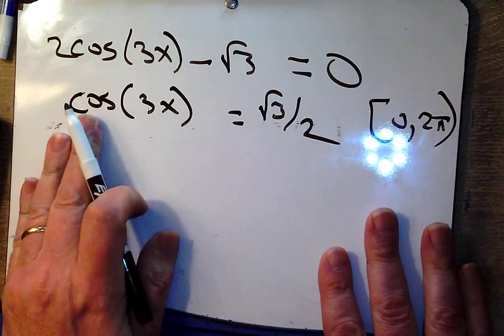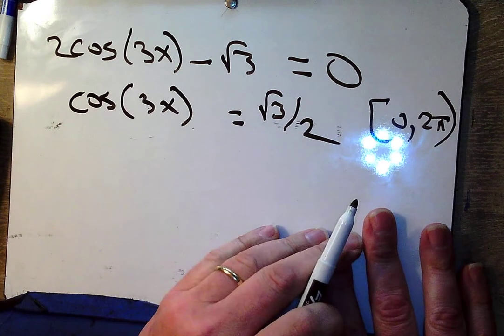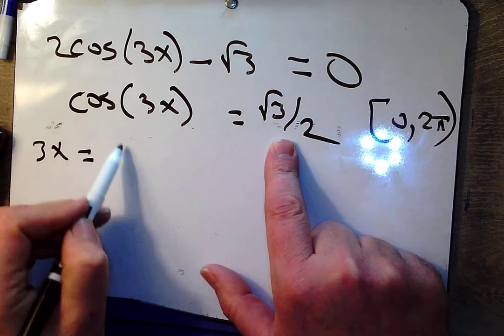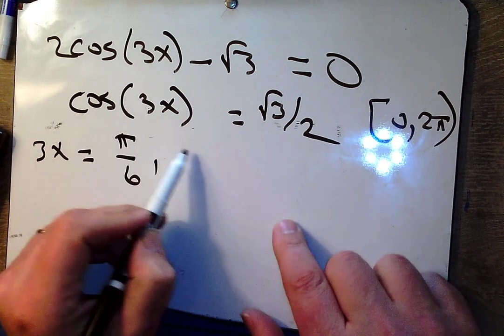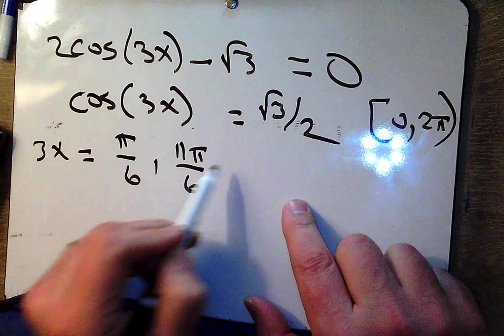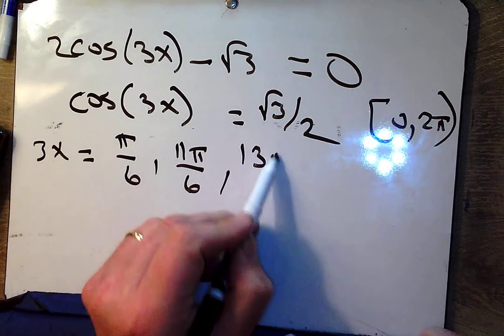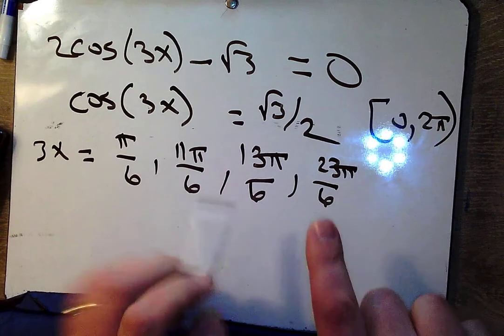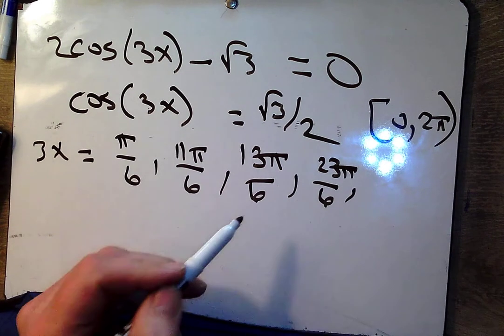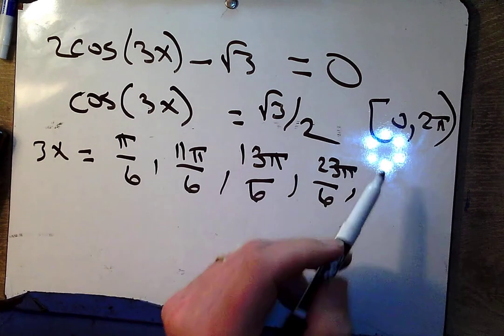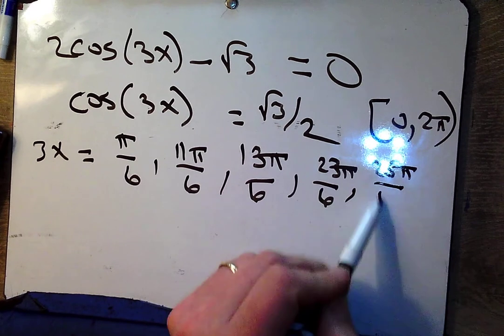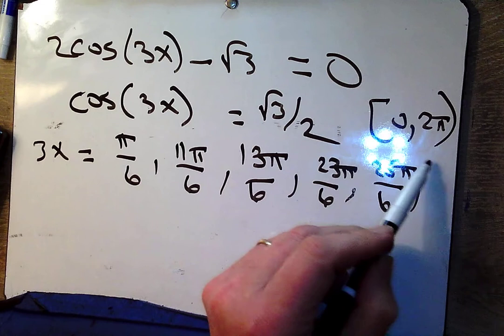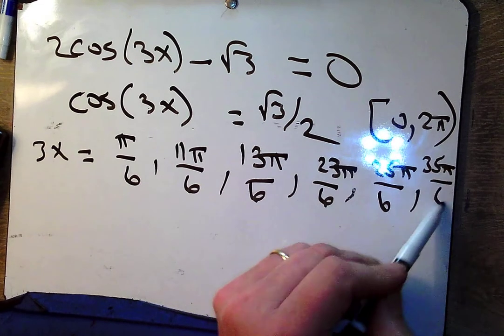Okay, so when does cosine equal root 3 over 2? Well, that happens a bunch of times, doesn't it? That happens at pi over 6, and it happens at 11 pi over 6, and if I add 2 pi to that, 13 pi over 6 and 23 pi over 6, that's the second time around. And again, I'm adding 2 pi, or 12 pi over 6, and I get 25 pi over 6, and if I add 12 pi to this, I get 35 pi over 6.